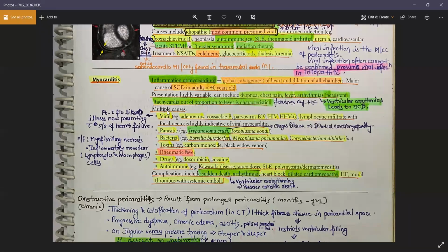Okay. Multiple causes are there, like the viral causes, which include Coxsackie virus, adenovirus, parvovirus. Okay. And lymphocytic infiltration in that area can cause the myocarditis.